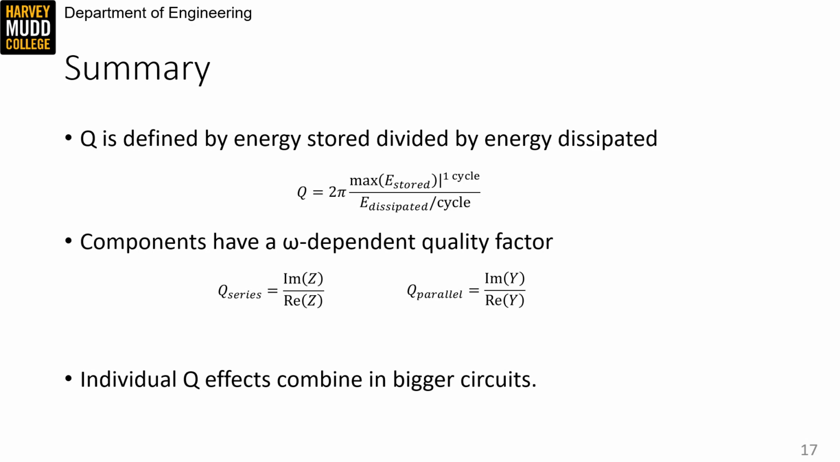So, in summary, Q is defined by energy stored divided by energy dissipated. Components have an omega-dependent quality factor, which is given by the reactance over the resistance, or the susceptance over the conductance. And individual Q effects are combined in bigger circuits.